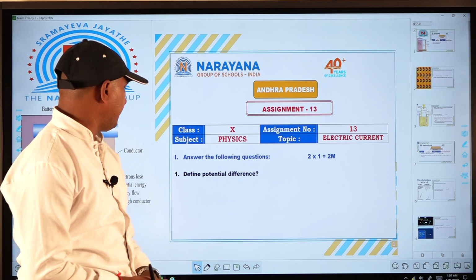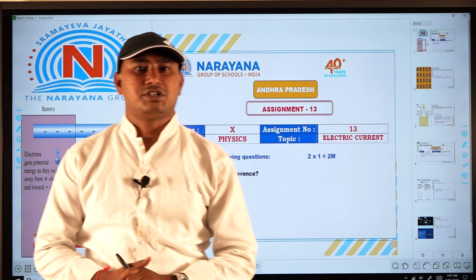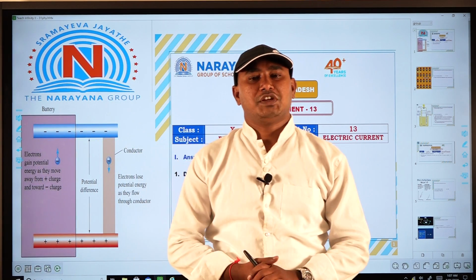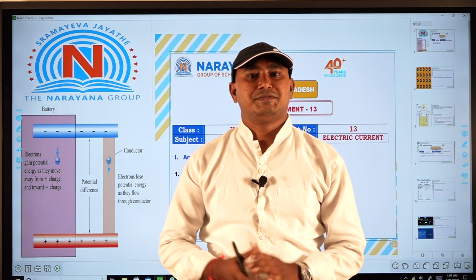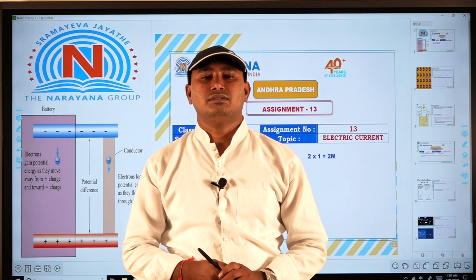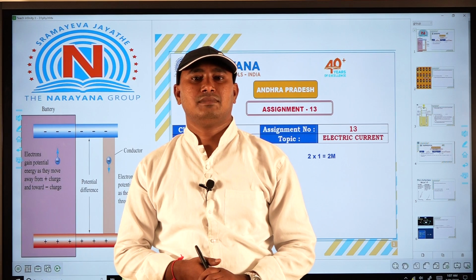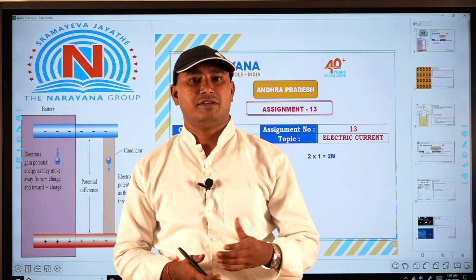See the question here: define potential difference. So what is the definition of potential difference? The potential difference is defined as, between 2 points in an electric circuit, the amount of work done to move a positive charge from one point to another. That is the definition of potential difference.